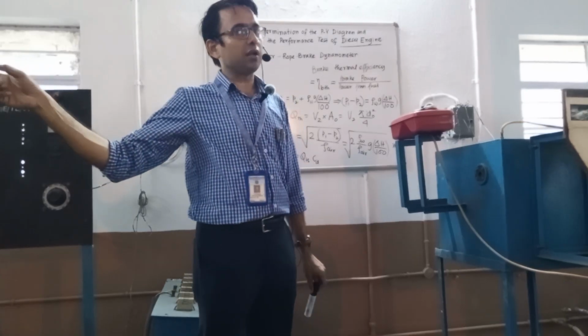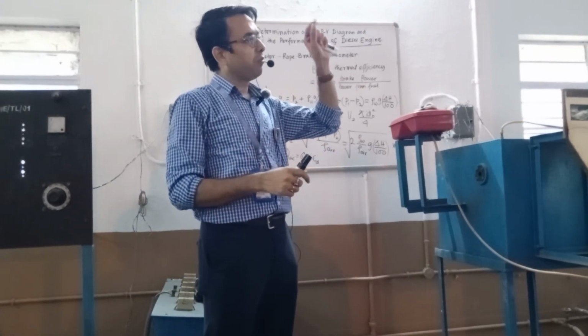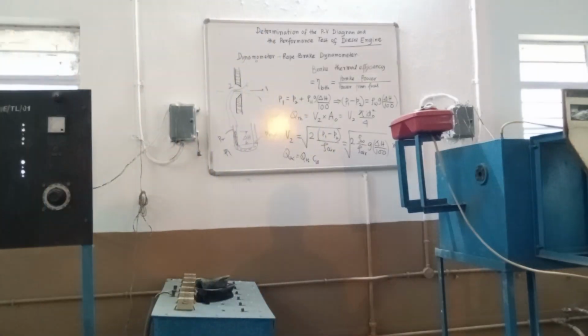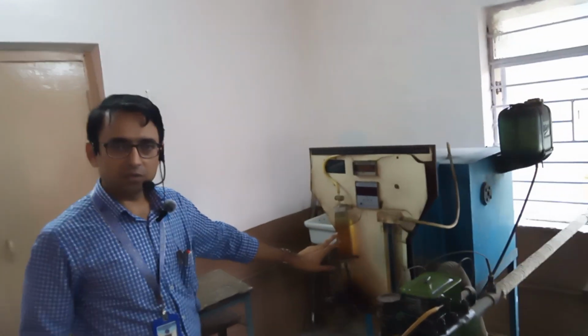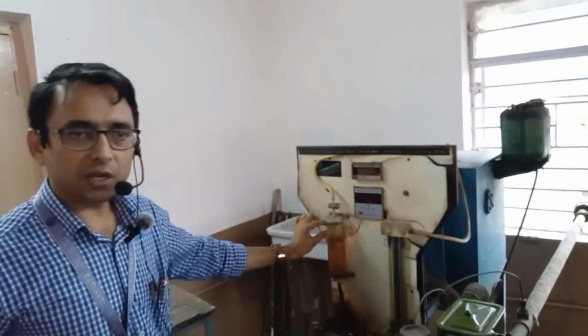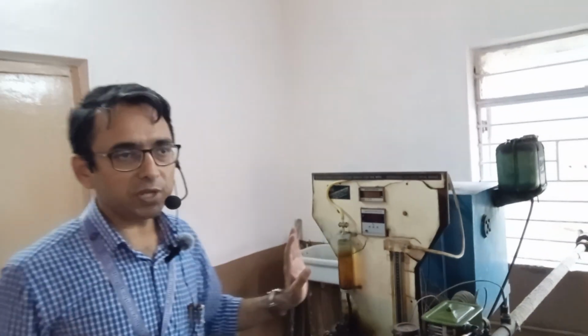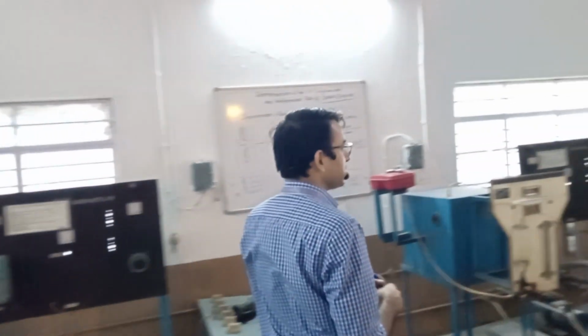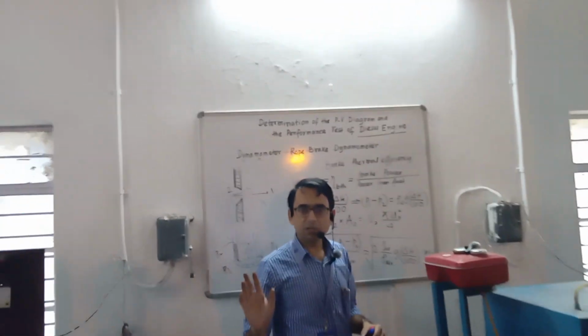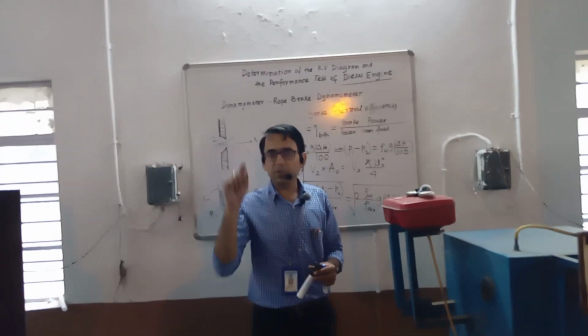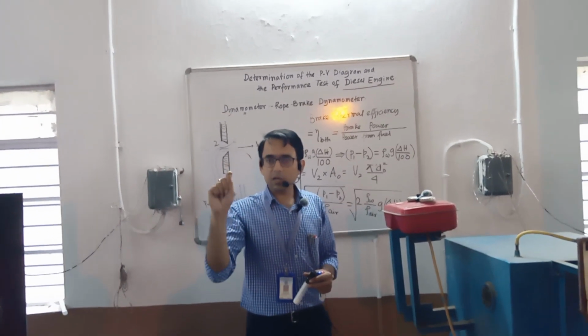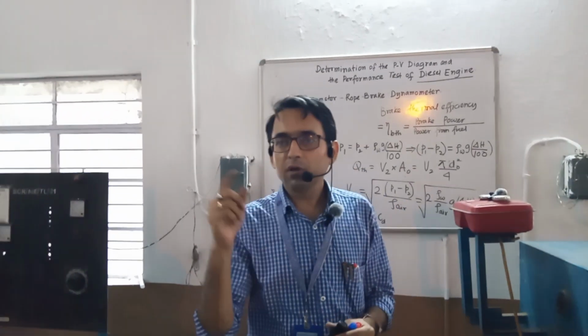Now the volume flow rate of fuel we will measure using the burette. Here we will measure the fuel flow rate. There will be a particular amount of fuel flowing, and we will measure with a stopwatch how much time it takes for that fuel to be consumed. From that we get the fuel flow rate, and we know the density of fuel. We will measure the density of air by noting the temperature. From that we will calculate the mass flow rate of air and of fuel, and from that the air fuel ratio.